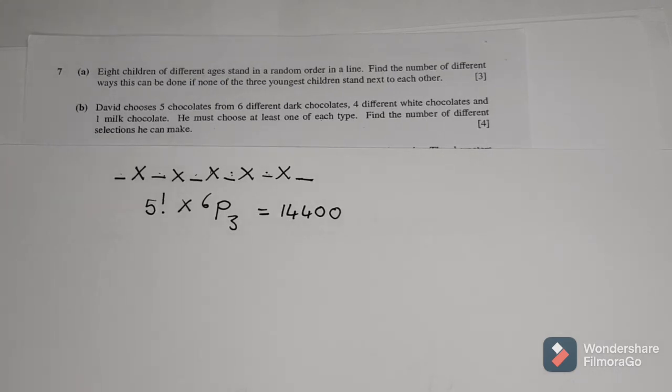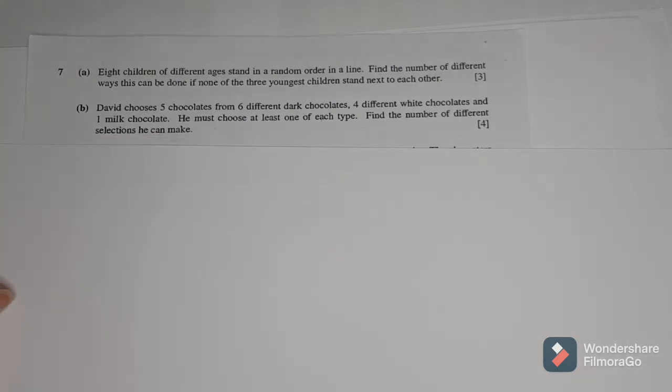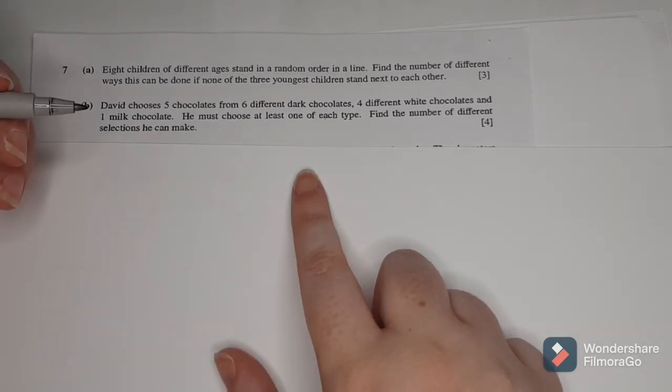So if we look at the second question in there. In the second question, we've got David chooses 5 chocolates from 6 different dark chocolates, 4 different white chocolates, and 1 milk chocolate. He must choose at least one of each, and we need to find the different numbers of ways that he can make these selections. So he needs 5 in total, and he must have at least one of each.